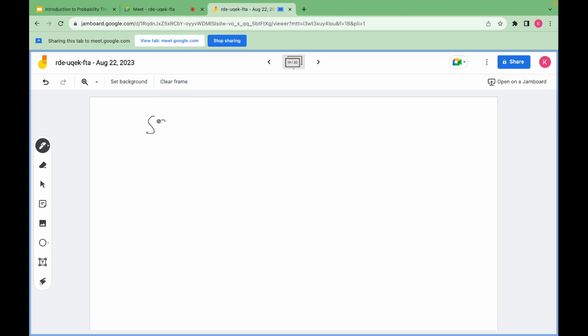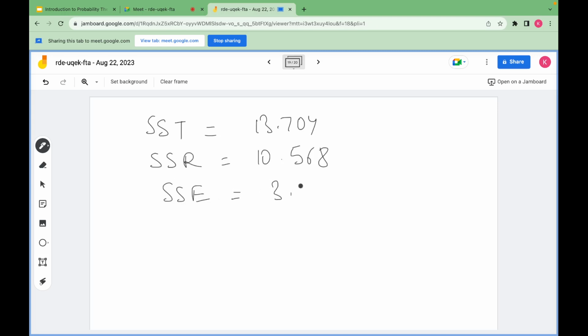Now let's suppose these values. We take an example where SST is 13.704, SSR is 10.568, and SSE is 3.136. Just remember these values. So now we will see how we can measure the goodness of fit test.